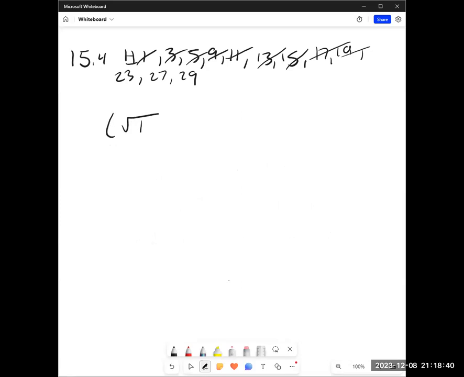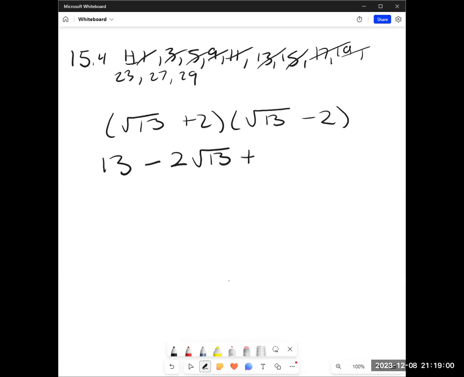Now we have the square root of 13 plus 2 and the square root of 13 minus 2. This is a difference of squares. But let's go ahead and multiply it all out. The square root of 13 times the square root of 13 is 13. Then we're going to have minus 2 times the square root of 13 and plus 2 times the square root of 13. 2 times negative 2 is negative 4. These two terms here make a 0. And 13 minus 4 is 9.